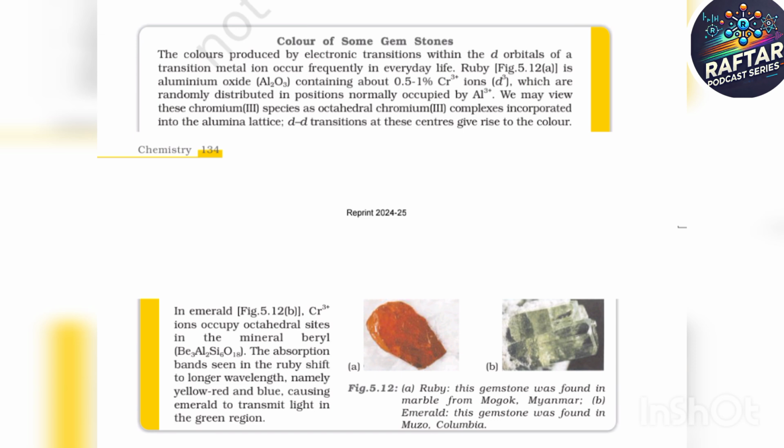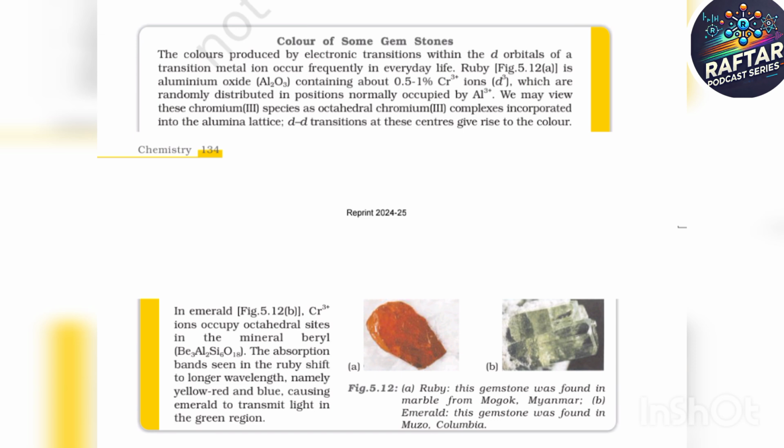Colors of some gemstones. The colors produced by electronic transitions within the d orbitals of a transition metal ion occur frequently in everyday life. Ruby is aluminium oxide, Al2O3, containing 0.5 to 1% Cr3+ ions, d3, which are randomly distributed in positions normally occupied by Al3+ ions. We may view this chromium(III) species as octahedral chromium(III) complexes incorporated into the alumina lattice. d-d transitions at these centers give rise to the color.